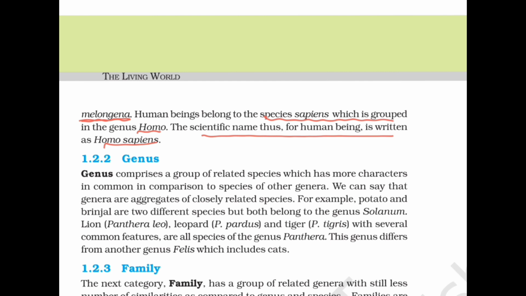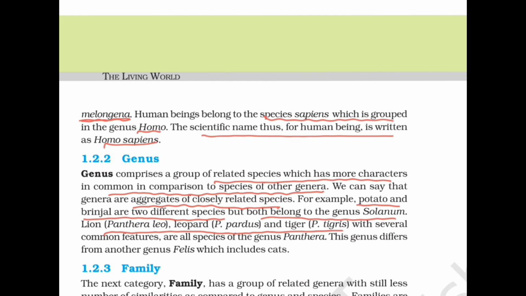So the next topic, which is above the species, is the genus. Genus comprises a group of related species which has more characters in common in comparison to species of other genera. We can say that genera are aggregates of closely related species. For example, potato and brinjal are 2 different species, but both belong to the genus Solanum. Panthera leo, lion, leopard, P. pardus, and tiger, P. tigris, with several common features, are all species of the genus Panthera. This genus differs from other genus Felis, which includes cats.